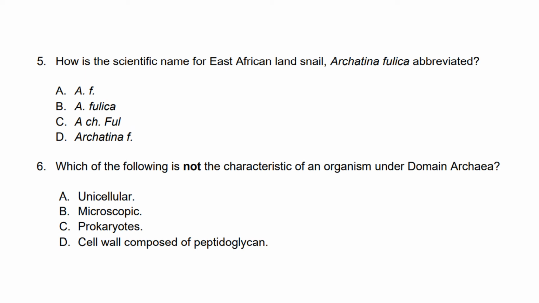Question number 5. How is the scientific name for the Eastern African land snail, Achatina fulica, abbreviated? When you are writing a scientific name in an article, the first time that you mention it, you should write it in full. But the next and subsequent times, you can abbreviate it. To abbreviate, for the genus name you just write its initial, which is A, followed by a full stop, and then the specific epithet, fulica. So the answer will be B. This is in italics if you type the scientific name. If handwritten, you should underline the scientific name separately.